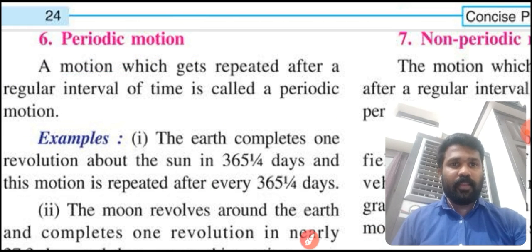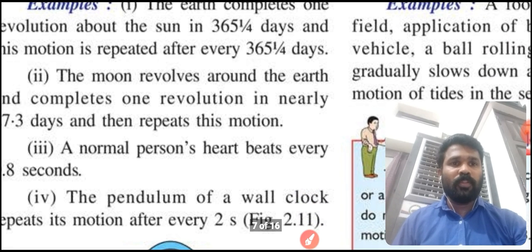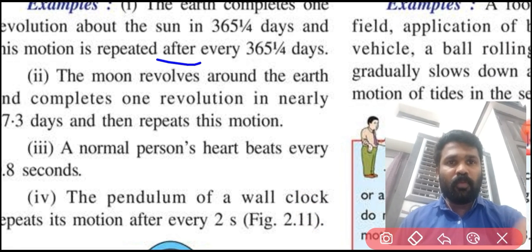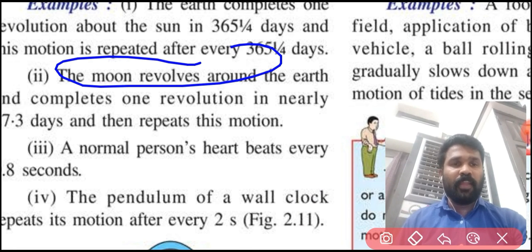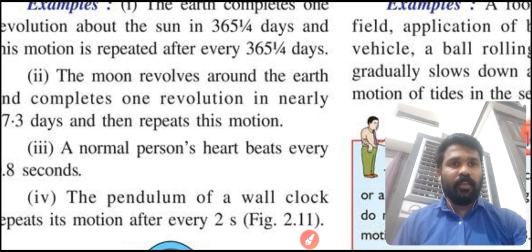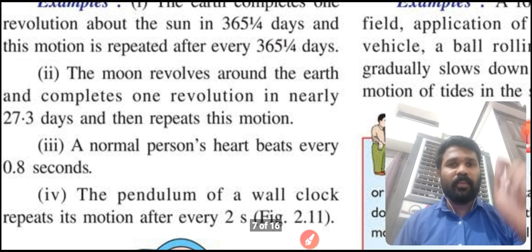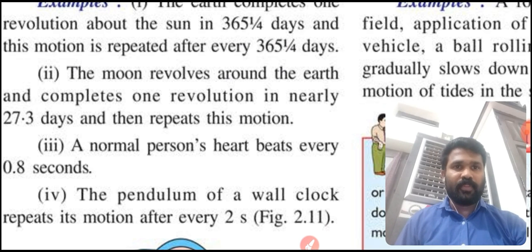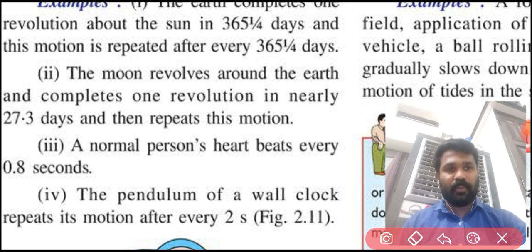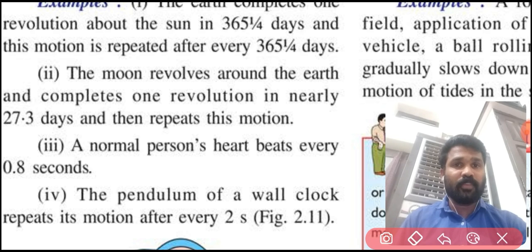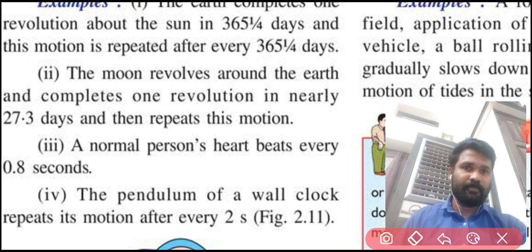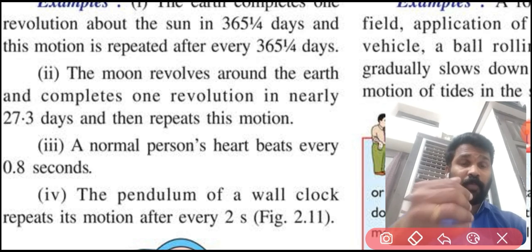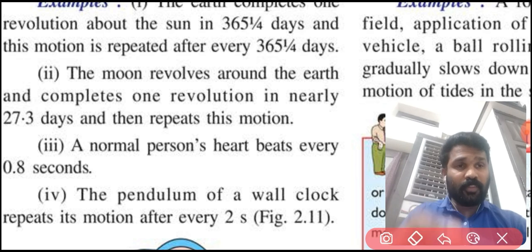The second example is the moon revolving around the earth. The moon completes one revolution in 27.3 days, and then it repeats this motion. So this is also a good example of periodic motion.